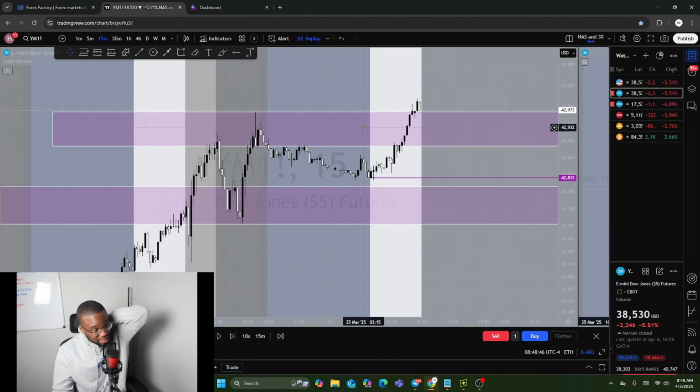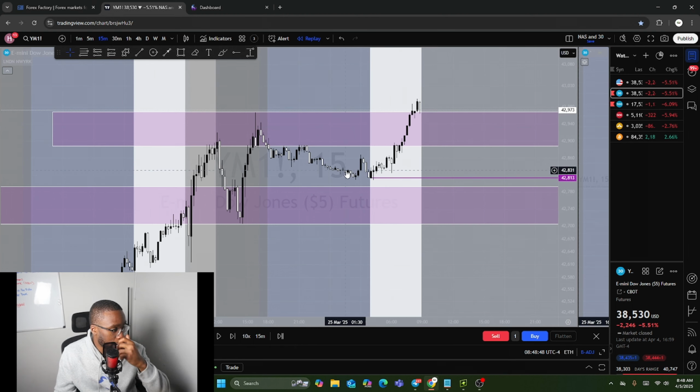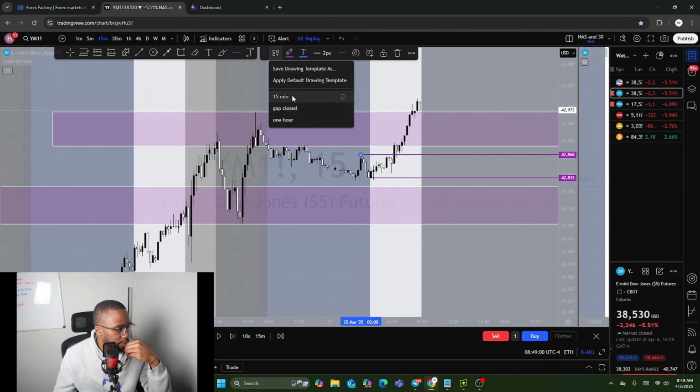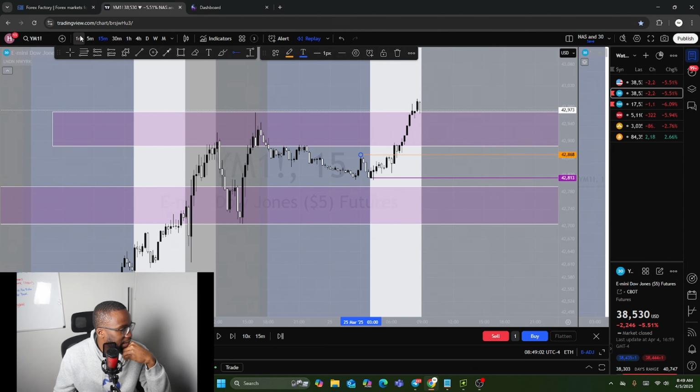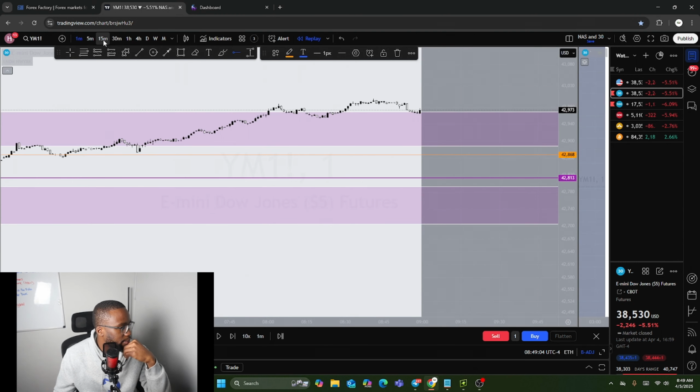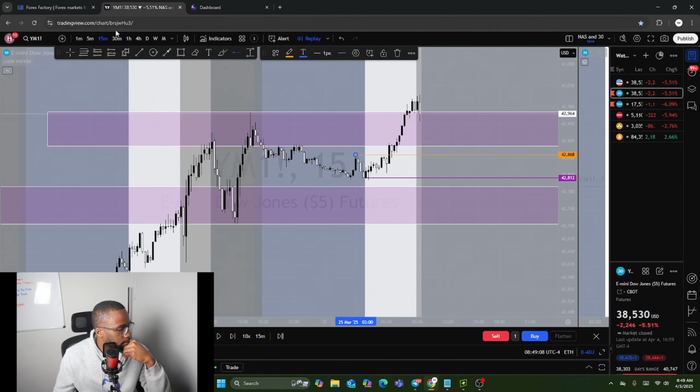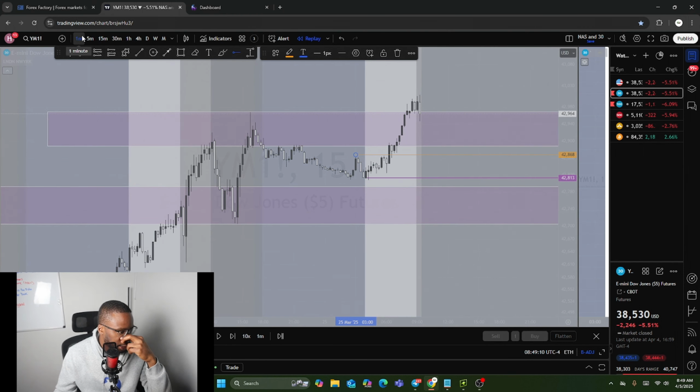On the 15-minute time frame, I don't see any areas of interest that I would like to draw up. Maybe this one right here, where you see price broke structure and then went back to the upside, but that'll probably be it. I'll fast forward to 9:30. Now let's see what it does.